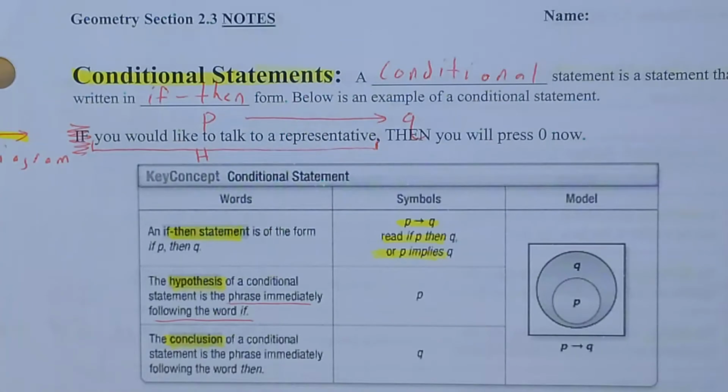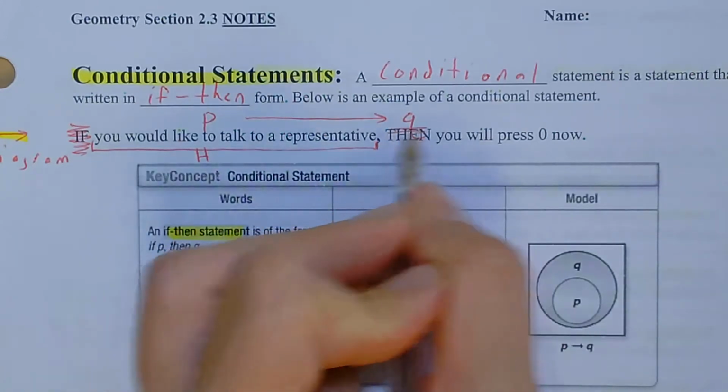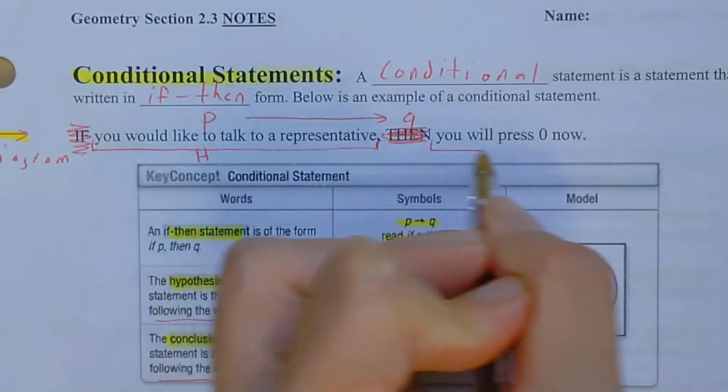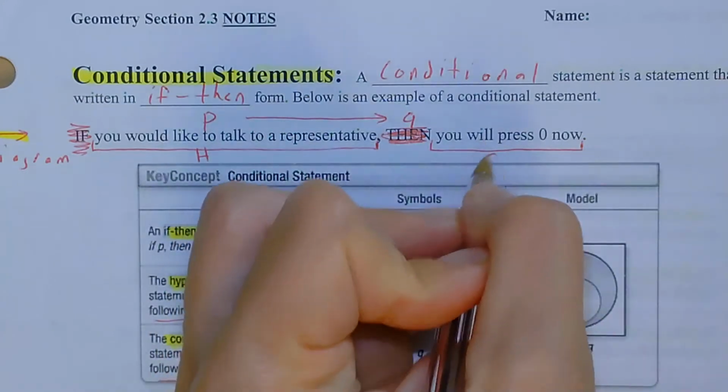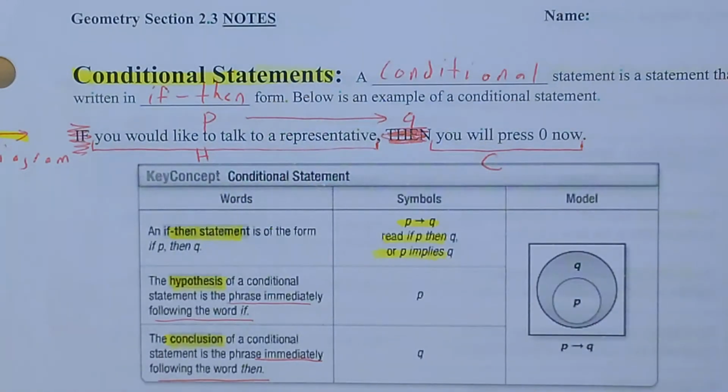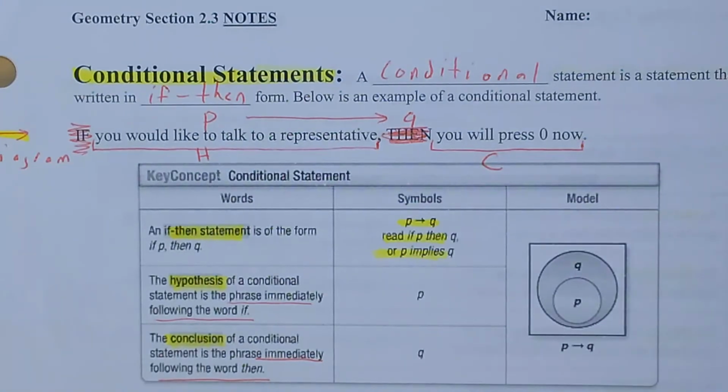Don't include if. The conclusion is the part of the conditional that immediately follows the word then, not including then. So let's scratch out then, and let's bracket off you will press 0 now. That is the conclusion. It's going to sound funny when you say it, but you do not want to include if and then. So that is an original conditional statement.